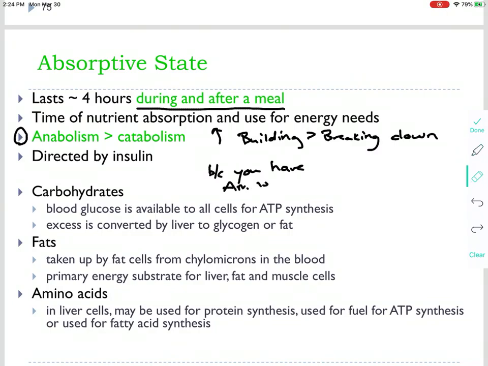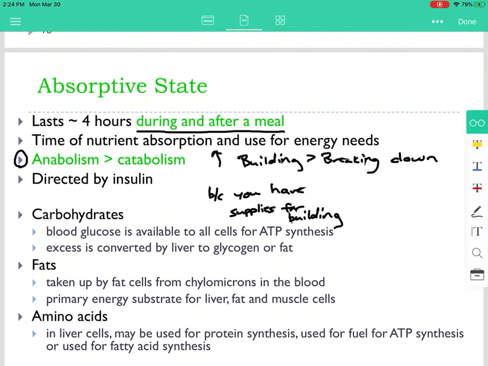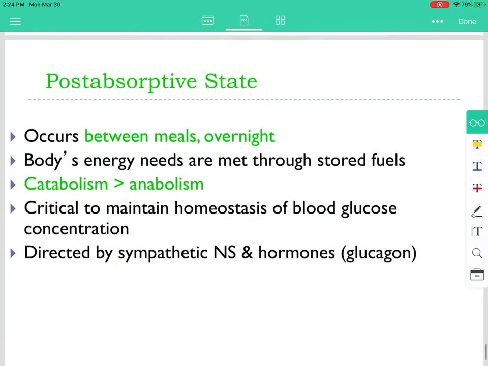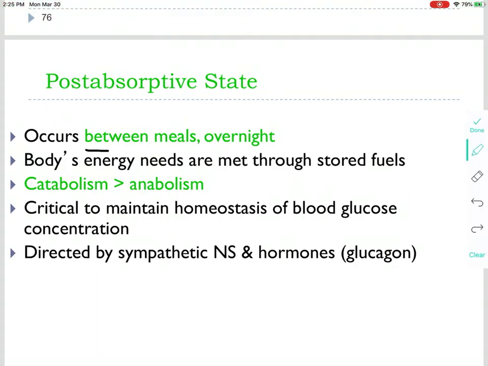You have just brought in some amino acids, some essential amino acids. You've just brought in glucose. Because you have supplies for building. You just brought in glucose that is giving your cells a bunch of energy. So even though it's counterintuitive, just know that in the absorptive state, we're able to do more building, more anabolism. Of course, there's some catabolism, but there's more anabolism. And if you memorize one, you know the other by process of elimination.